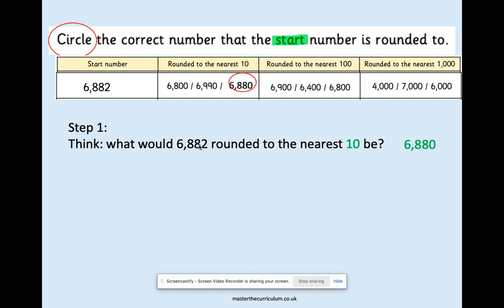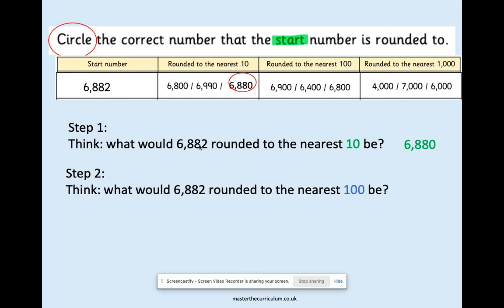Then you move on to round it to the nearest 100, and you complete the same procedure. Look at your tens for this number, and you'll find out it's rounded up to 6,800. You're getting really good at this now.